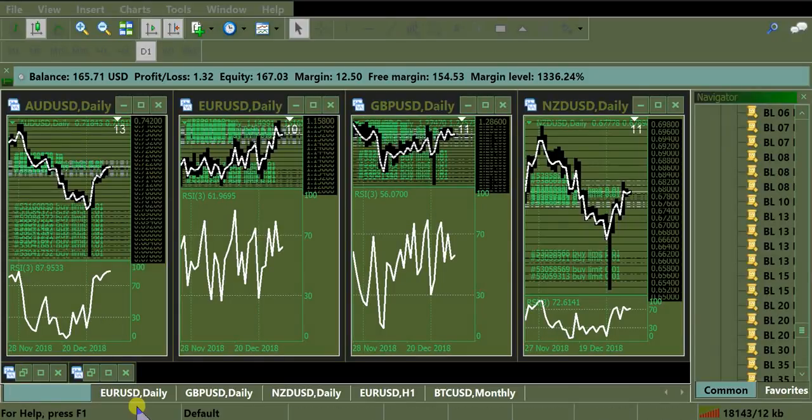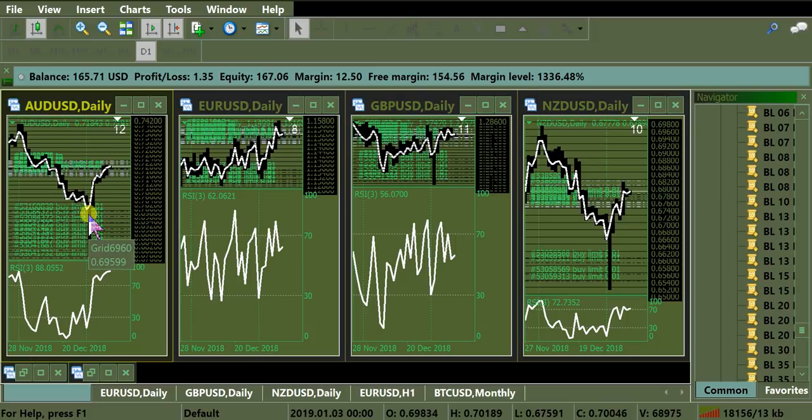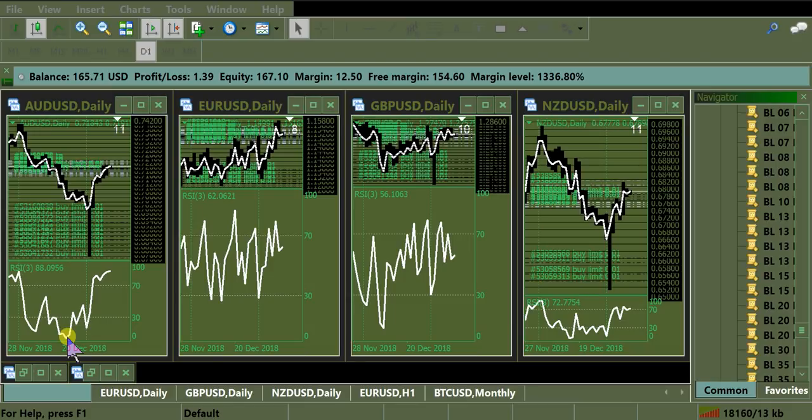Okay, I'm running the 3-period RSI on the daily charts. And I just wanted to make a note of the reversal signal that came before the serious sell-off in this Australian dollar. The signal that caused this sell-off, this sell signal here, you're going to sell because of that divergence.